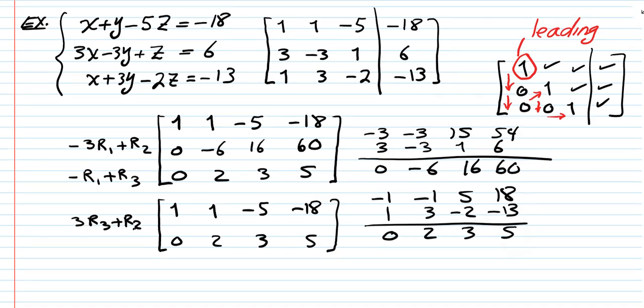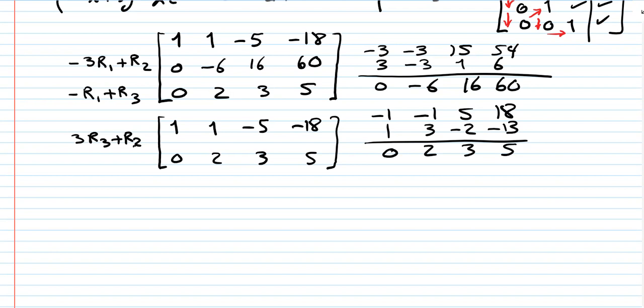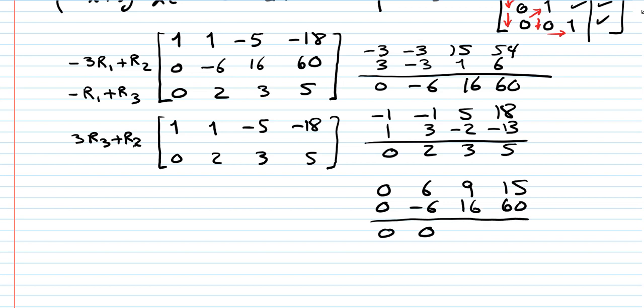3 times third row, that's 3 times 0, 3 times 2, 6, 3 times 3, 9, 3 times 5, 15. Existing second row, 0, negative 6, 16, and 60. And then add them, we get 0, 0, 25, 75. 0, 0, 25, 75. Okay, not bad.